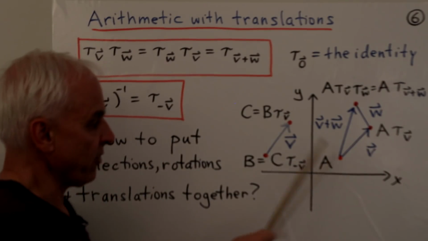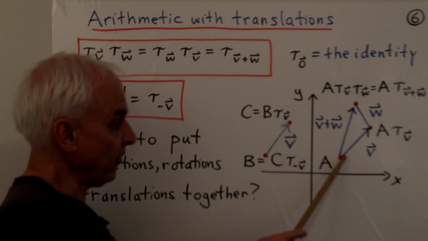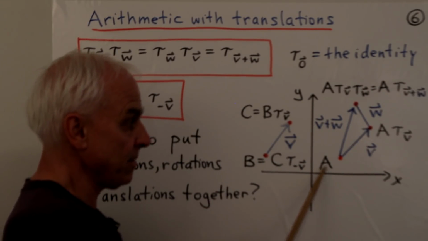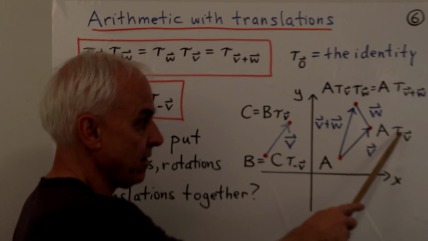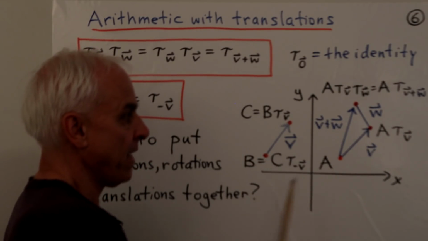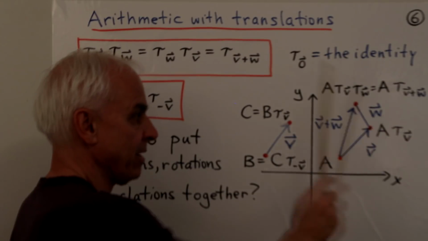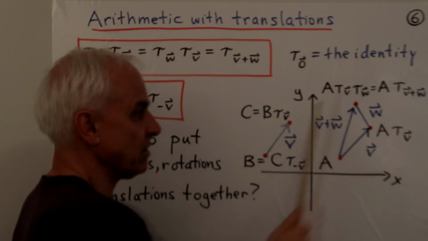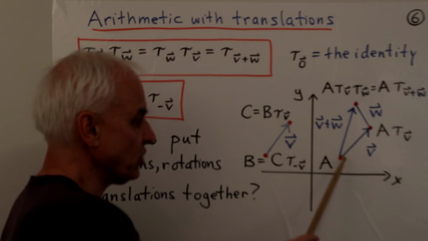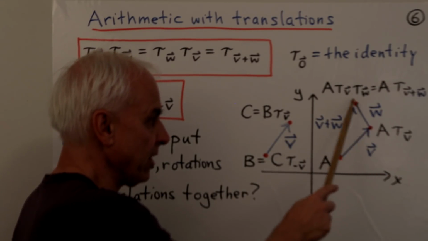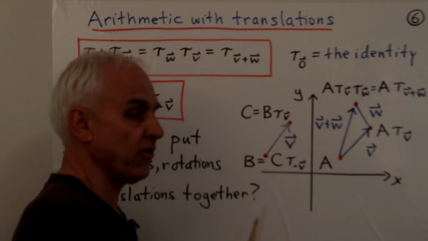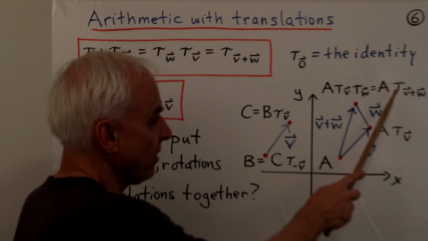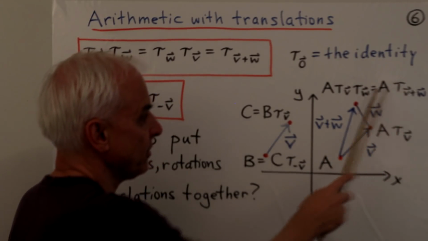That's illustrated in this diagram here. So here's a point A, there's a vector v, there's a vector w. So if we translate A by v, we get this point here. This is A tau sub v. And then if we translate this point by w, we get A tau sub v followed by tau sub w. And we know geometrically that translating here and then translating here is the same as simply translating by the single vector v plus w. So this can also be written as A tau sub v plus w. So that's the reason for this.